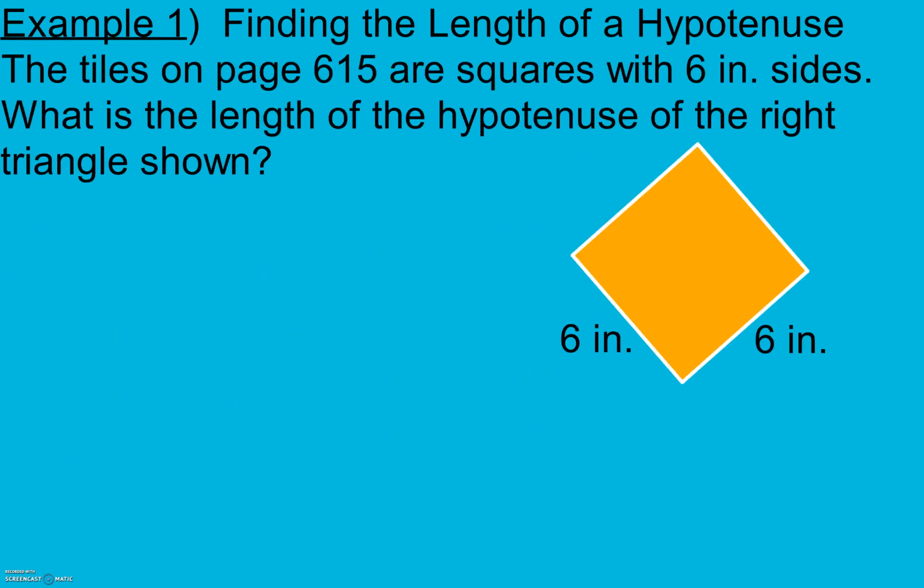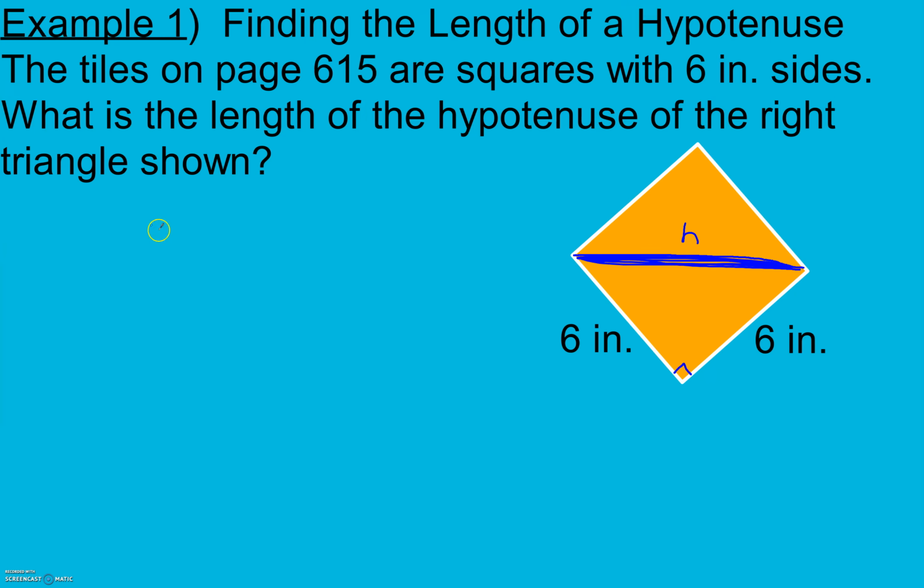The tiles on page 615 are squares with 6-inch sides. What is the length of the hypotenuse of the right triangle shown? So here, in the picture, it shows us that this is a right angle, and we're looking for the length of the hypotenuse. Pretend this is a straight line all the way across, and we're looking for this length, the length across diagonally.